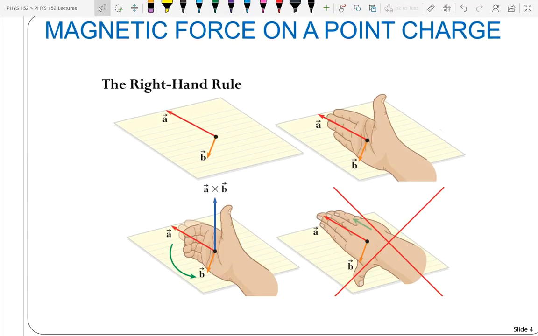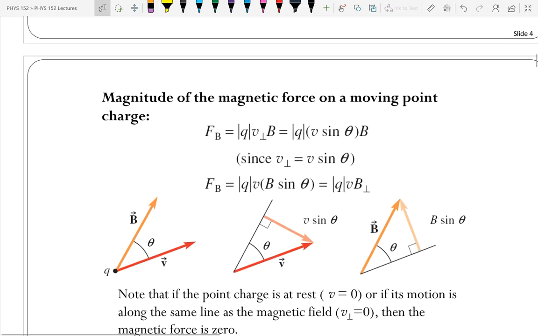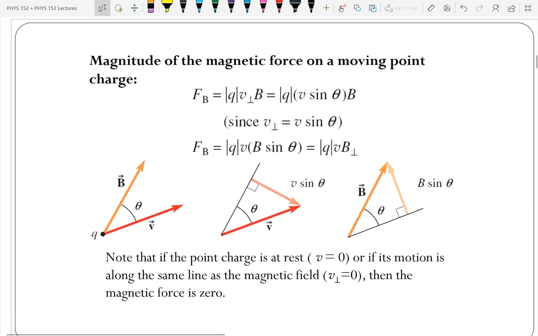Here's pictures to illustrate what I just did, so you can come back and look at those since you can't see what I did on the slides. Here's finding the perpendiculars that I already did. This is just showing that I could have found the perpendicular from B or the perpendicular from V, and I would have had the same outcome.